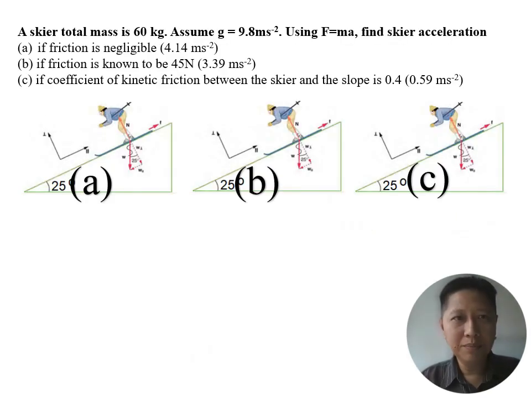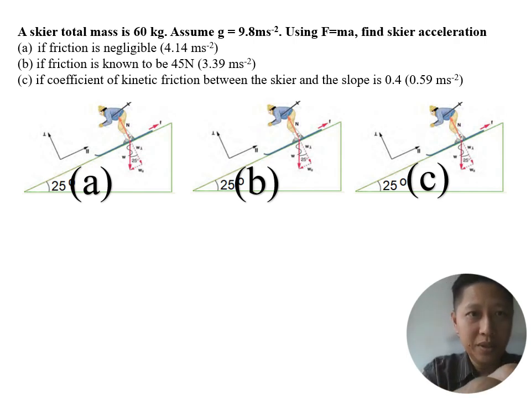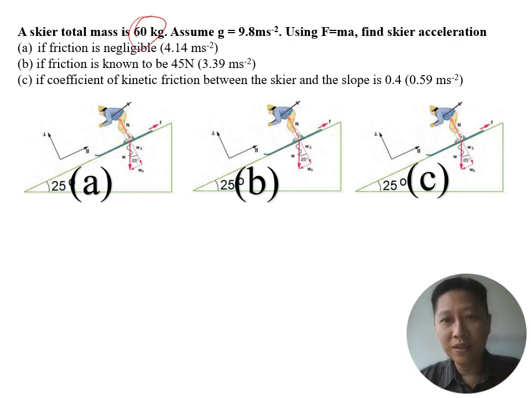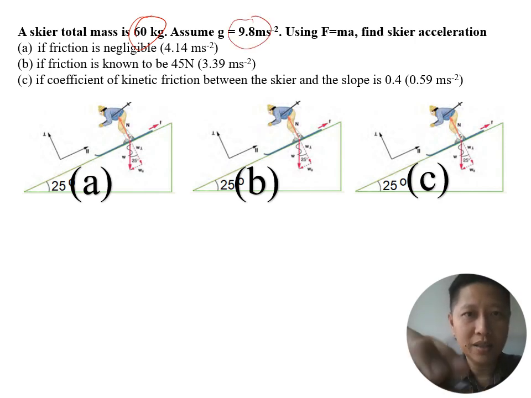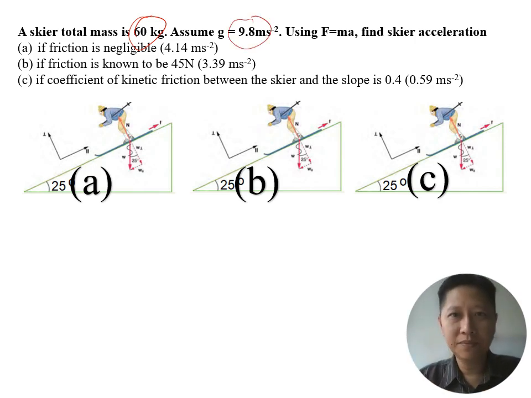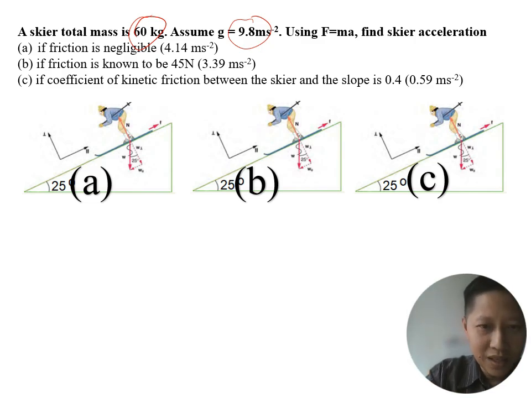Let's solve one problem. We have a skier, and the total weight of the skier is 60 kilograms. We are given that gravity is pulling down at 9.8 meters per second squared. We want to find the acceleration of the skier in this direction. Let us use the purple color to indicate it. We want to find the acceleration in this direction here.